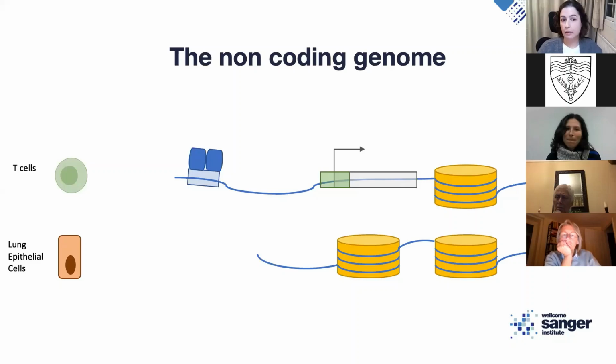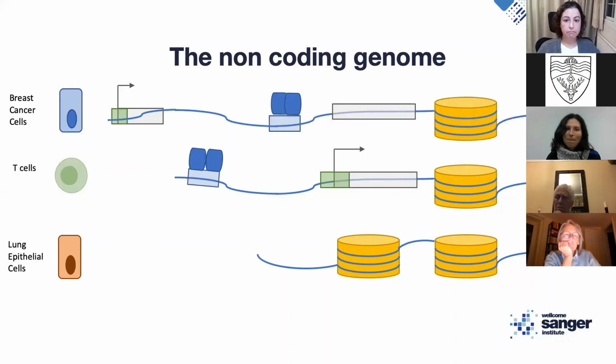But maybe for the lung cells, that's not true. In the lung cells, that region is condensed. The chromatin is compacted because the lung cells don't need that protein. So it's condensed, it's packed. And then we have another cell where that region is open. This gene is not actively transcribed. We have another regulatory region here, which is regulating, in fact, another gene here, and it's increasing its transcription.